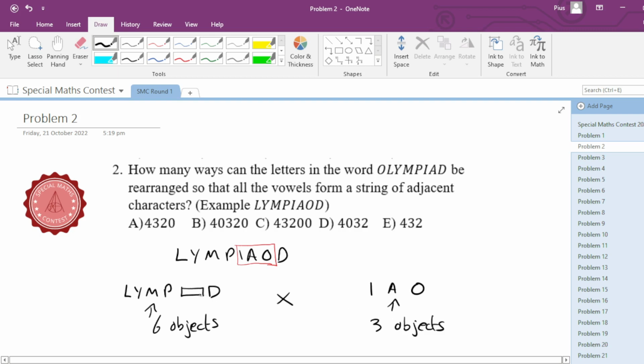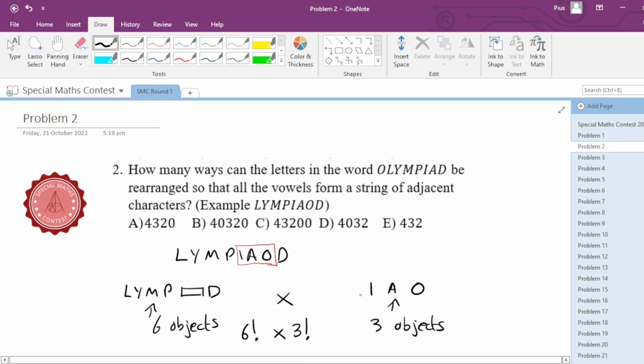For both of them, they are just permutations. So here we'll have permutations of 6 objects, which is just 6 factorial, times 3 objects, which is 3 factorial. So just solve this and we're done.